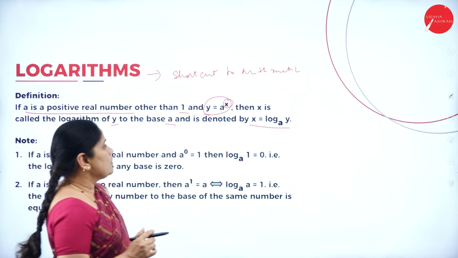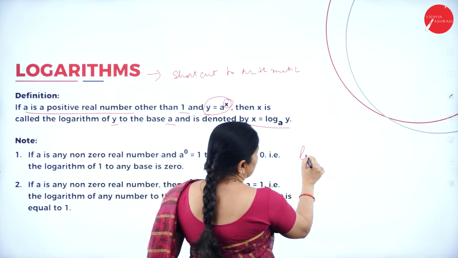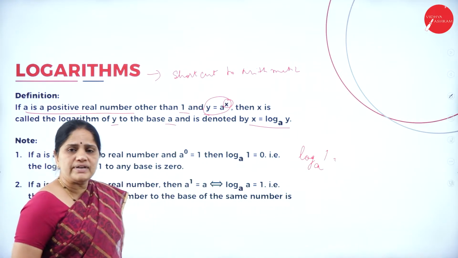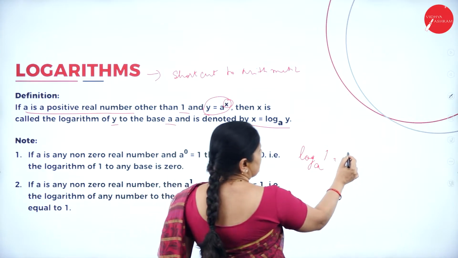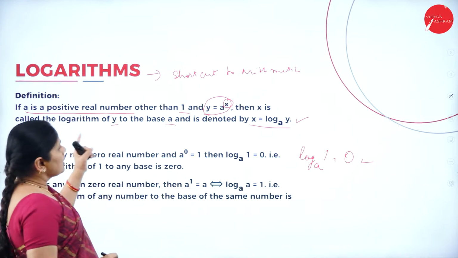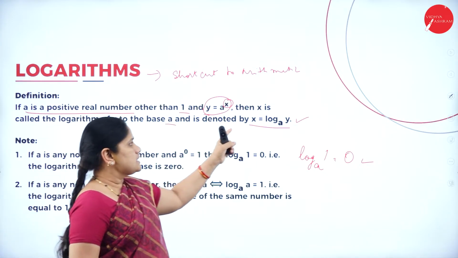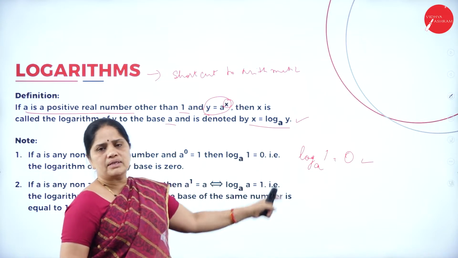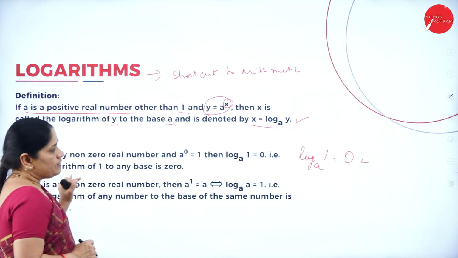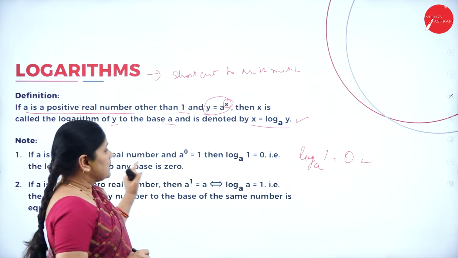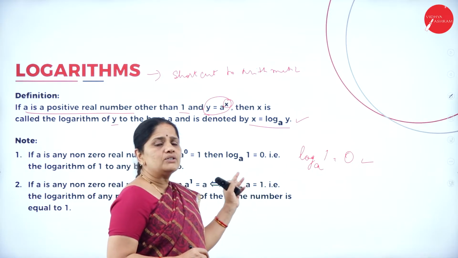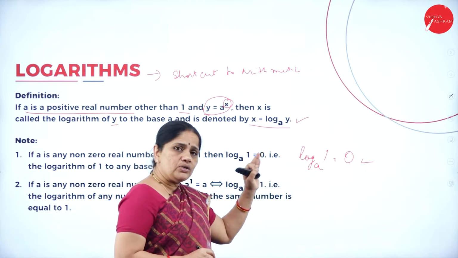Now, suppose I want log 1 to the base a. You should understand that log of 1 to any base is always 0. This is the second thing you should remember. The first thing is, x is called the logarithm of y to the base a and it is denoted by x equals log y to the base a. The second thing to remember is, if a is any non-zero real number and a to the power of 0 equals 1, then log 1 to the base a will always be equal to 0.